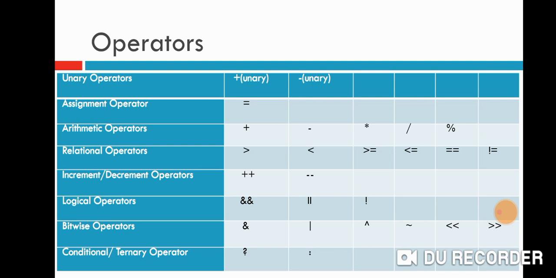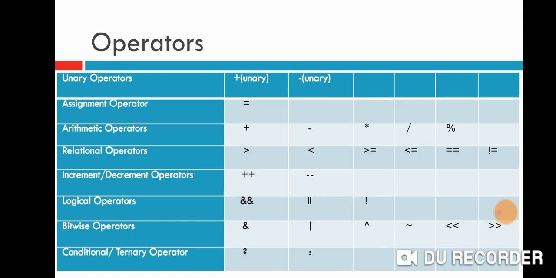For example, when we write a plus b, here a and b are the operands and plus is the operator. There are a few operators which are unary and a few operators which are binary. We will be looking into more detail on the unary and the binary operators later on. These are some operators which are mentioned on this slide.